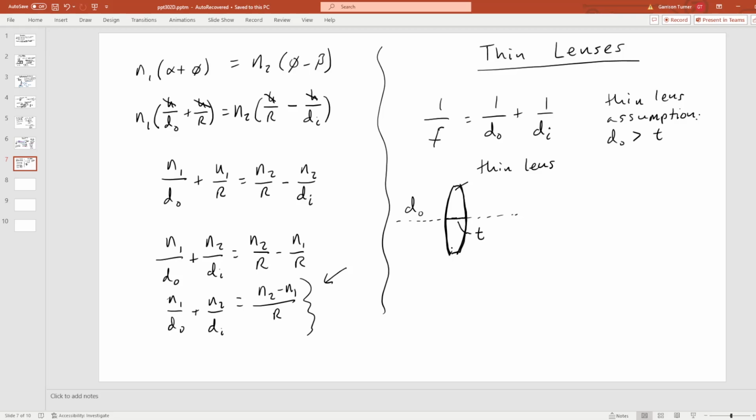We're going to deal mostly with lenses where my two curvatures are equal. The radius of curvature is going to be equal for both sides. I think that's all we really need to say about that. So our thin lens is one where our object distance is going to be much greater than the thickness, and our radius of curvature is the same for both sides of our lens. Now, why is this important?